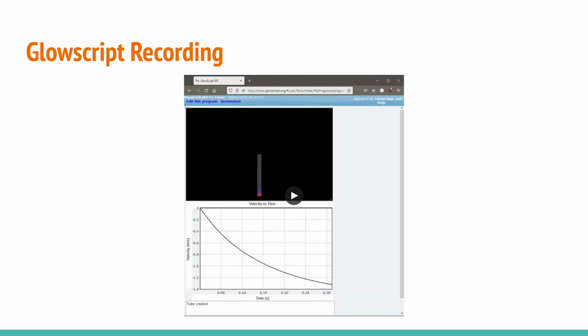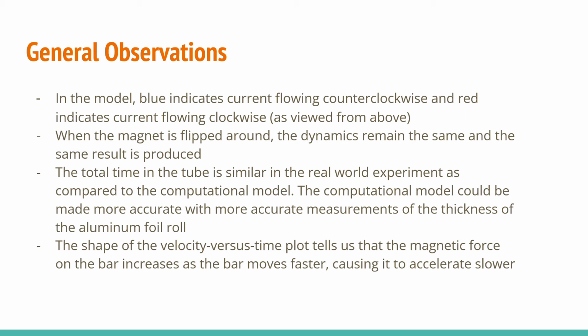As you can see, we have a parabolic velocity versus time graph, which becomes linear after it exits the tube. General observations. In the model, blue indicates current flowing counterclockwise, and red indicates current flowing clockwise, as viewed from above. When the magnet is flipped around, the dynamics of the experiment remain the same, and the same result is produced. The total time in the tube is similar in the real-world experiment as compared to the computational model.